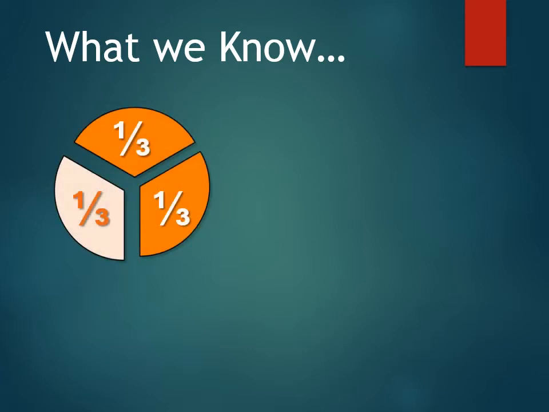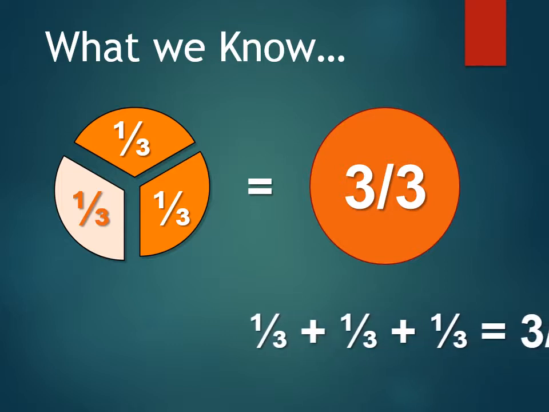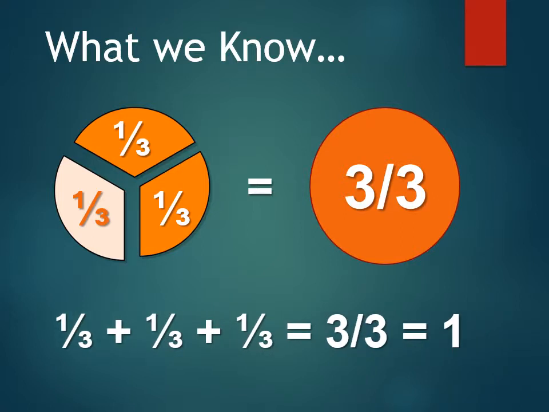In previous lessons we learned that fractions show as part of a whole. Look at this pie. One whole pie can be cut into thirds. Each section is 1/3 in size. If you add the thirds, you will get 3/3. We know when the numerator is equal to the denominator, that equals the number 1. So 1/3 plus 1/3 plus 1/3 equals 3/3, or the number 1.